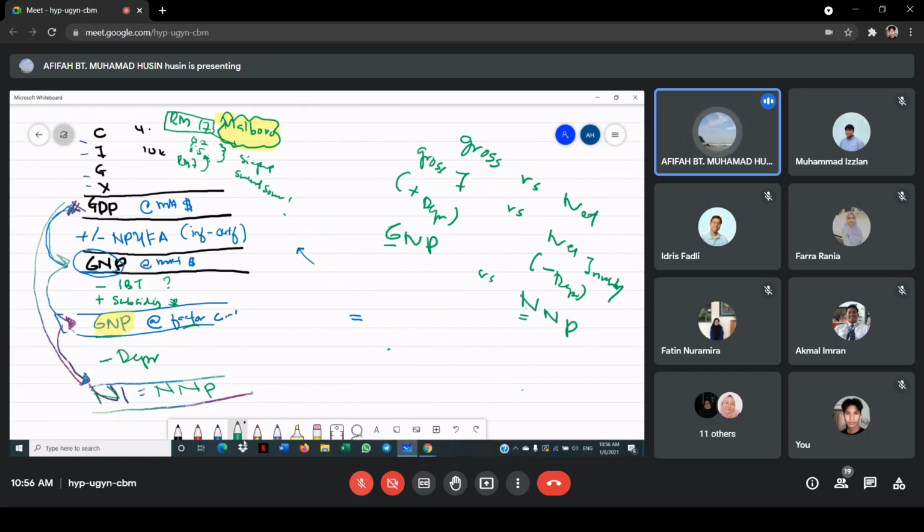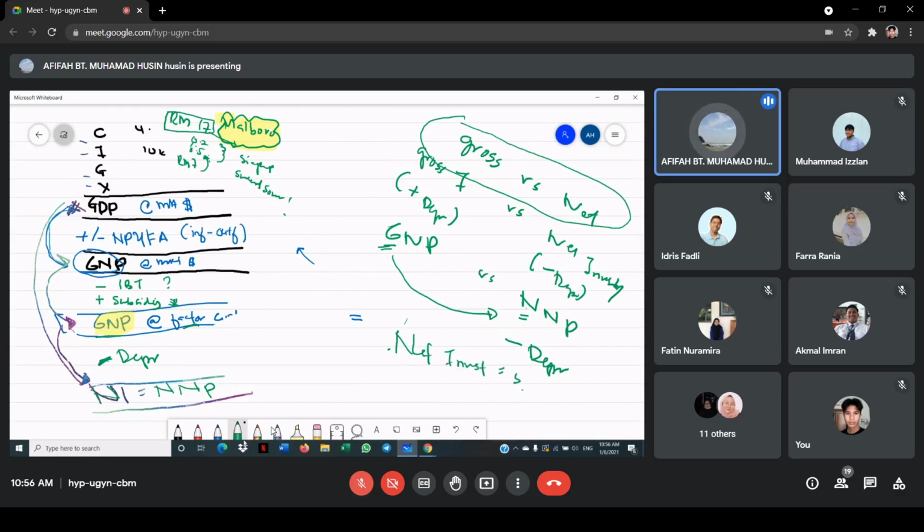Nampak tak? Sini net, sini gross. So from gross nak jadi net macam mana? You have to minus depreciation. That's why we minus depreciation. Boleh tak kelas? You kena ingat formula ni, sebab kalau dalam exam dia tak bagi net, dia tak bagi gross, dia bagi net investment.